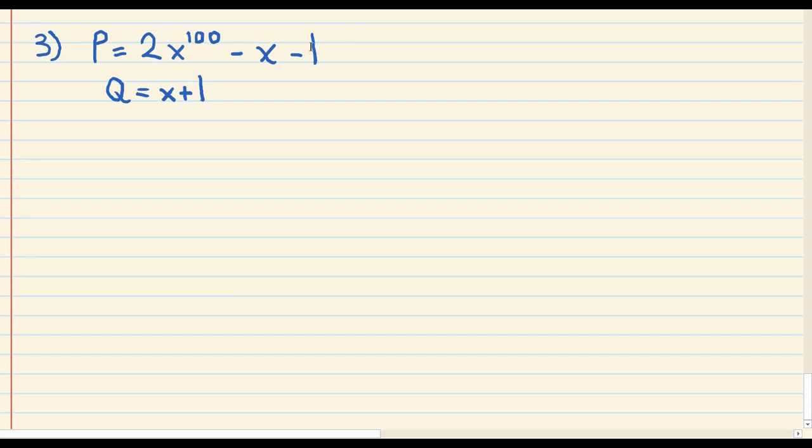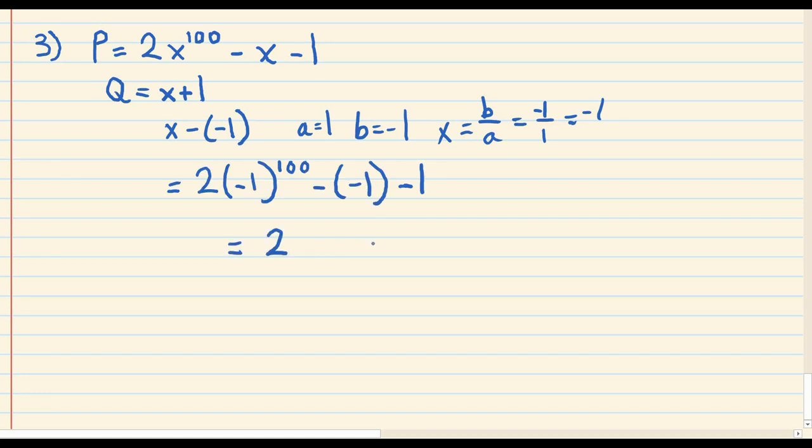It still qualifies as a polynomial, and you can therefore use the remainder theorem on it. In this example, we want to divide it by q, which is equal to x plus 1. Again, same set of steps as before. So first you represent this in the ax minus b form. From this, you can tell that a is 1 and b is negative 1. Therefore, x is equal to b over a, or negative 1 over 1, which is just negative 1. Then you substitute this into p, and this gives you 2. And that's the remainder.